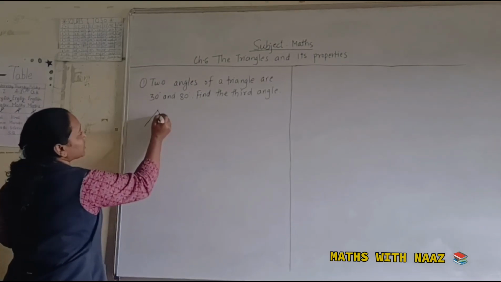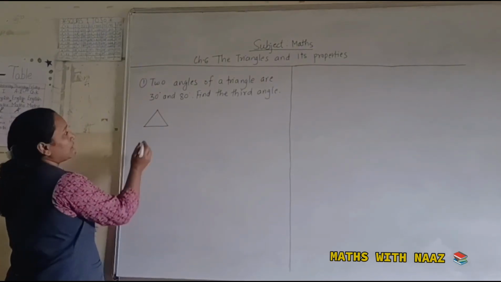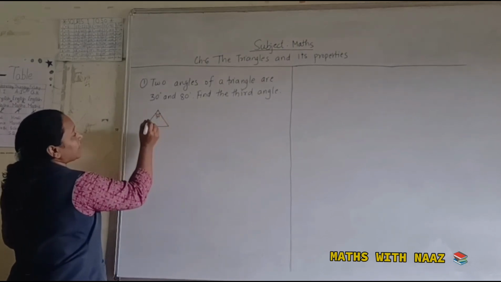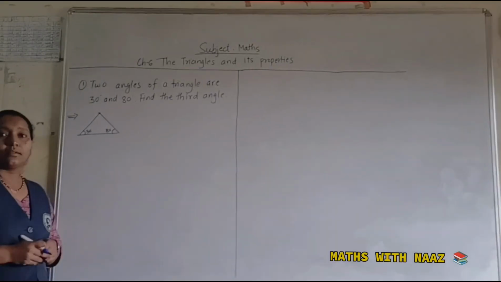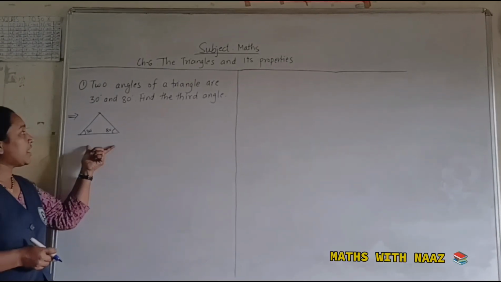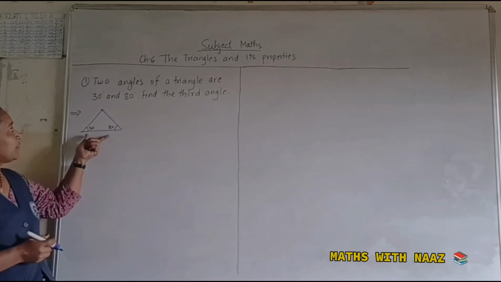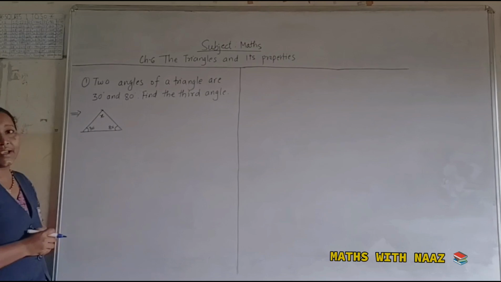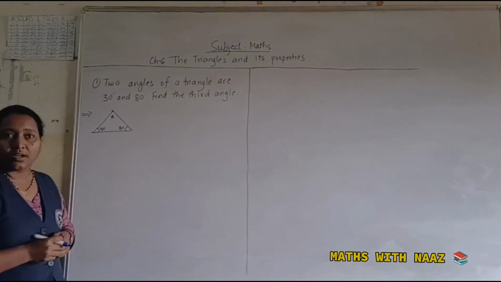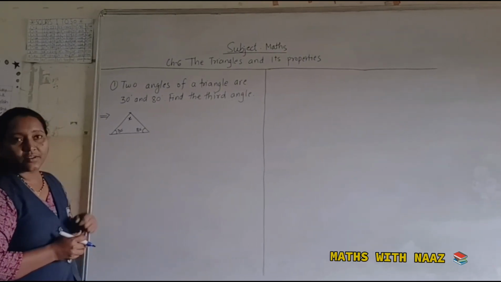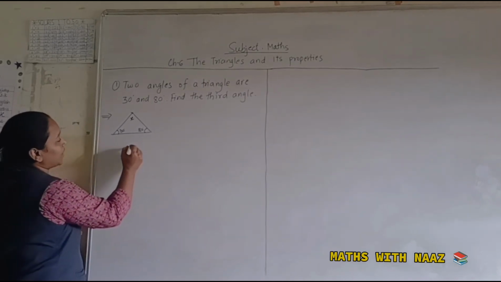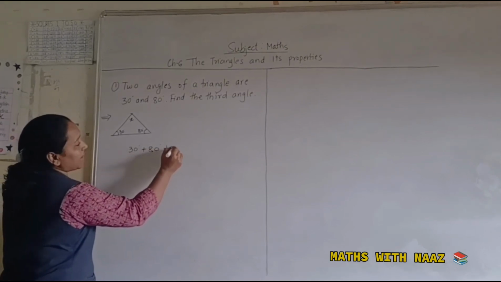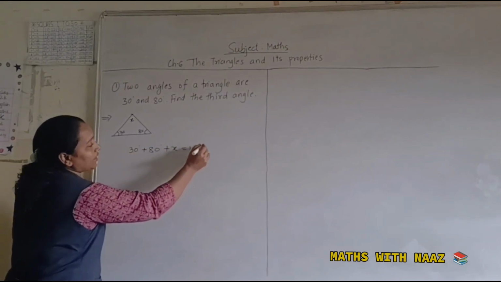For your understanding, first we will draw one diagram. In that diagram, suppose two angles are 30 degrees and 80 degrees. So suppose, children, we took one diagram. In that diagram, suppose we write 30 and 80 degrees. The third angle, which is unknown, we will put as x. We will assume x for the third unknown angle. So let's create one equation. As per the given numbers, 30 degrees plus 80 degrees plus x is equal to 180 degrees.